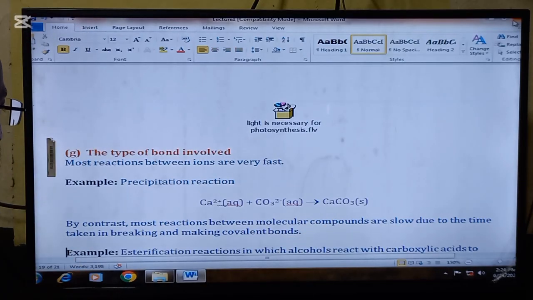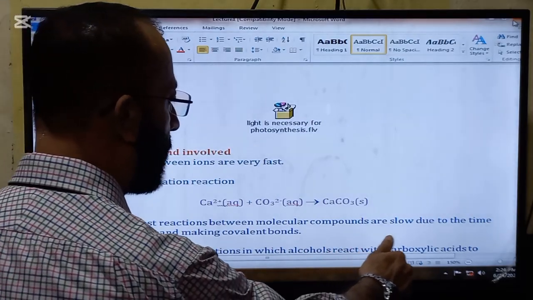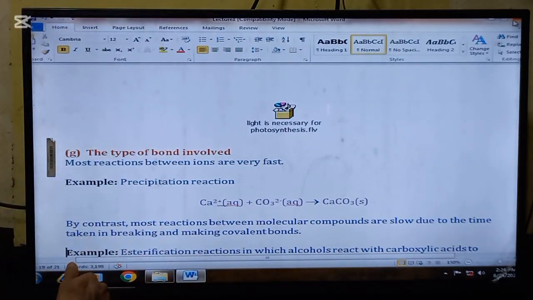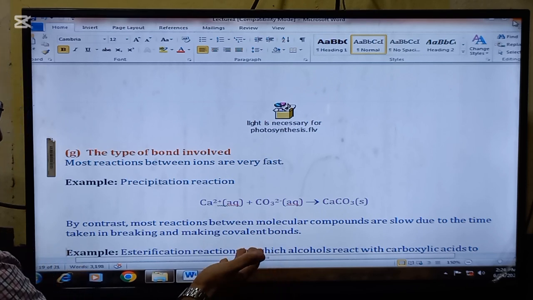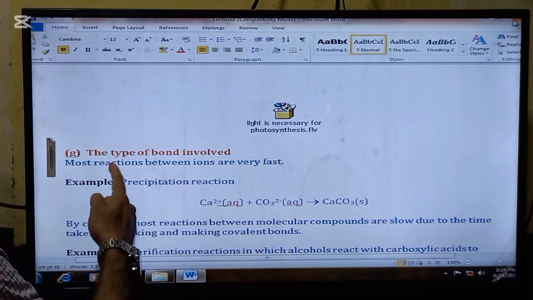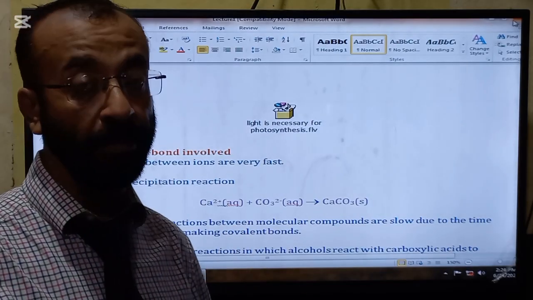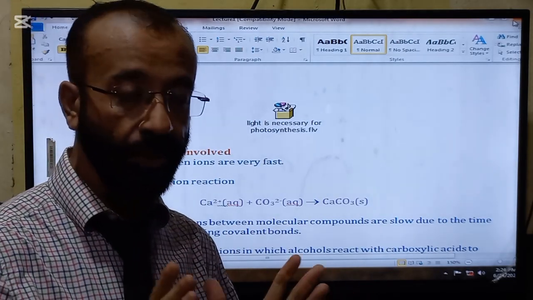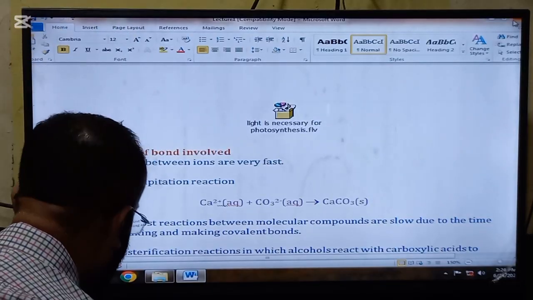By contrast, most reactions between molecular compounds are slow due to the time taken in breaking and making of the covalent bonds. So it means here we have discussed ionic and covalent bonds. So it means the type of bond matters. So the type of bond affects the rate of the chemical reaction.